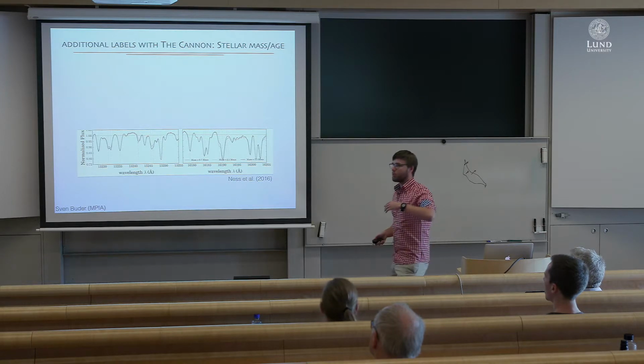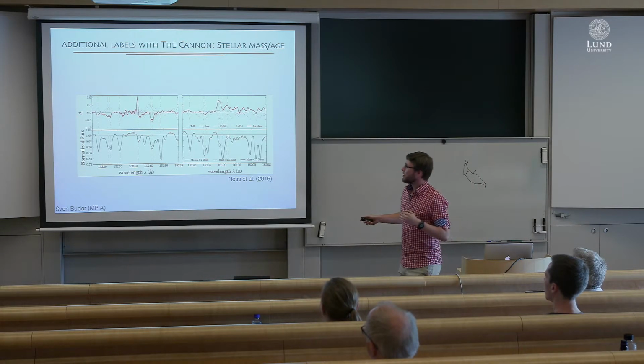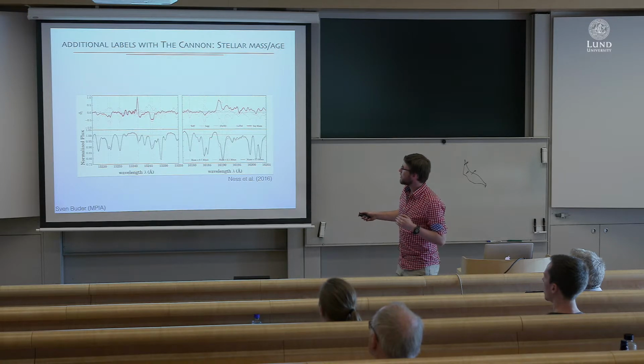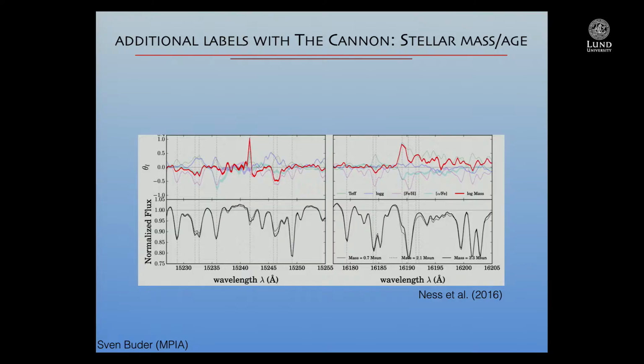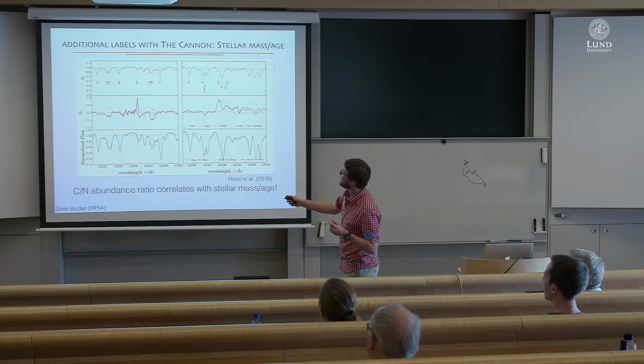But the great thing is if you put the mass into the Canon as a stellar label, what you see here is, again, some of these coefficients. And you see in red is highlighted the coefficient for mass. And you see that here and here, for example, these coefficients are strong. So there's a very strong sensitivity. And then you can go back to your spectrum and actually see, okay, which lines do we have here? And for example, here where there is a really strong coefficient, you see there's a CN band. But also here, for example, there are CO bands.